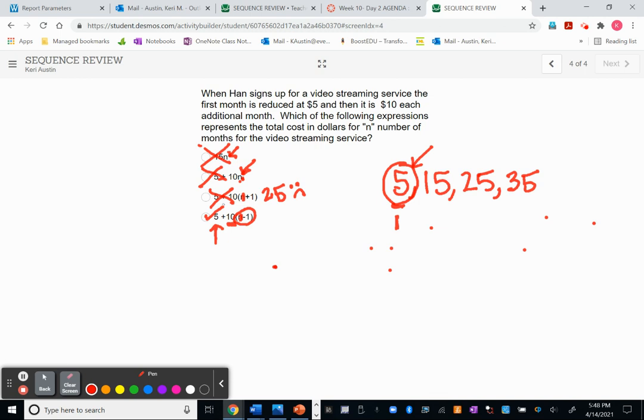So when you take your performance matters tomorrow, the key to a lot of these is just plugging numbers in for n, writing the sequence out, seeing what you have, and testing things. I hope this helps, and I will see you soon.